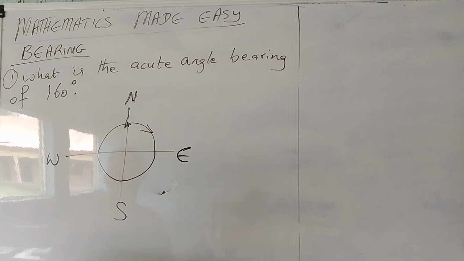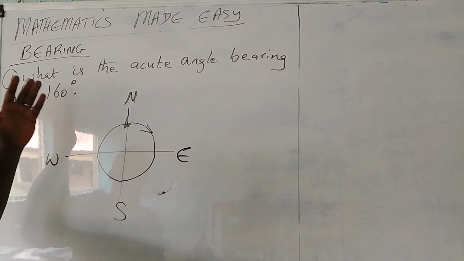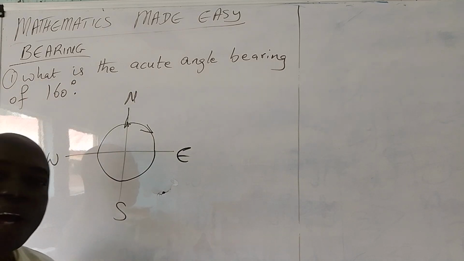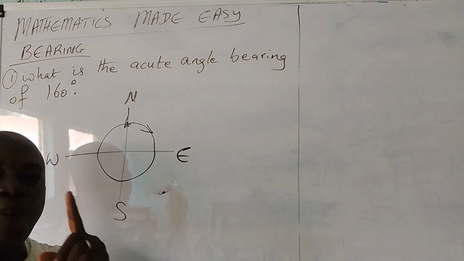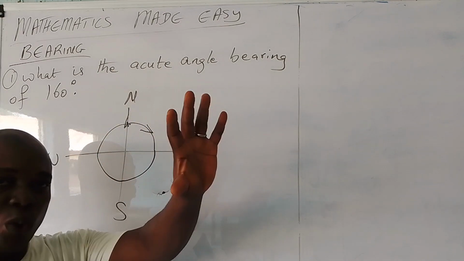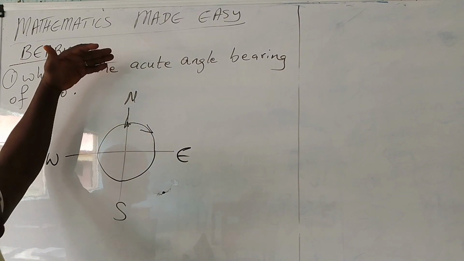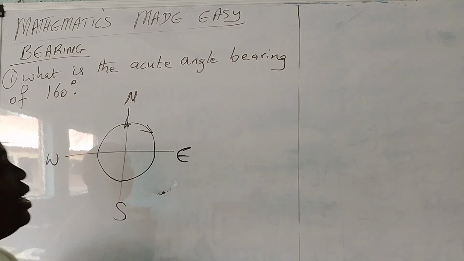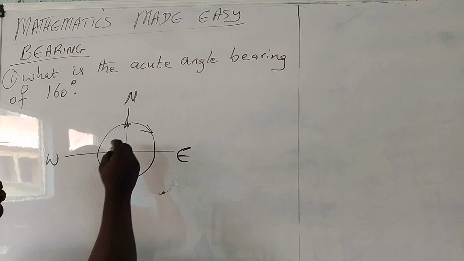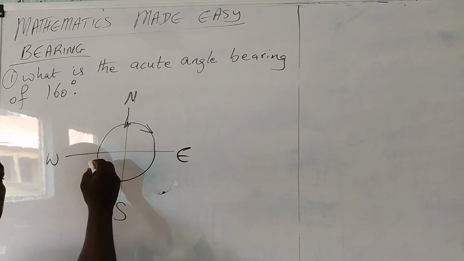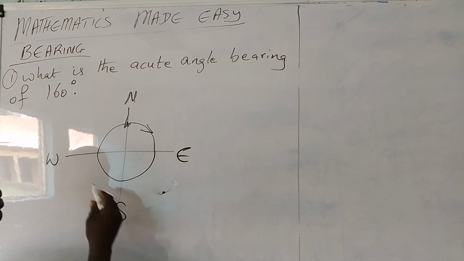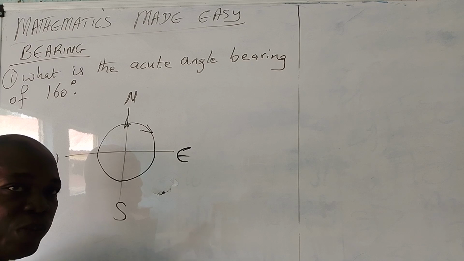So which means, as they have asked us here, what is the acute angle bearing of 160? Acute angle bearing depends on 2 major poles. They have north pole and south pole. Now, that makes it that in the north, we have northeast and northwest, while in the south, we have southeast and southwest. How do you measure it?